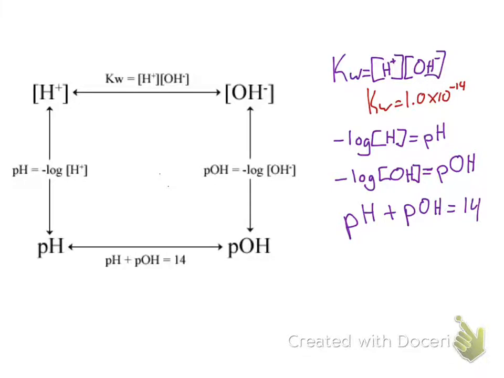Before we talked about how Kw, which is 1 times 10 to the negative 14, is equal to the concentration of the hydrogen ion multiplied by the concentration of the hydroxide ion. Now what we're going to do is talk about what pH is. pH is the negative log of the hydrogen ion concentration.